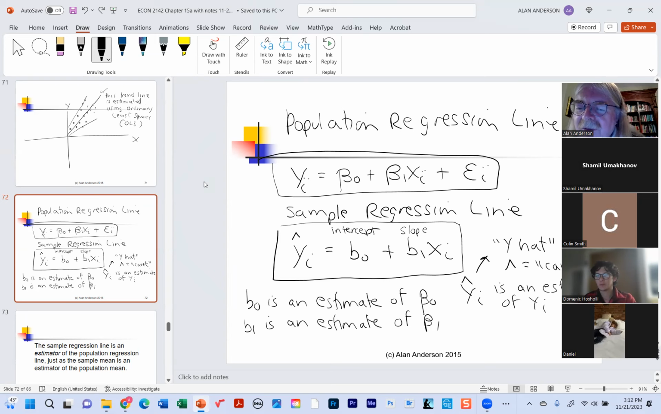So that is the final result. That's what our calculators will be estimating for us. So there's two lines. The one that we'll never observe is the population regression line. The one that we'll get in our calculator is the sample regression line.